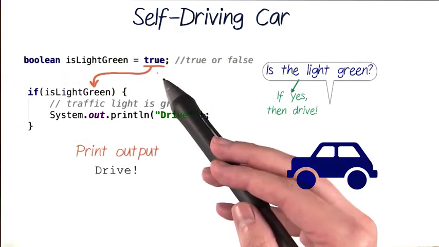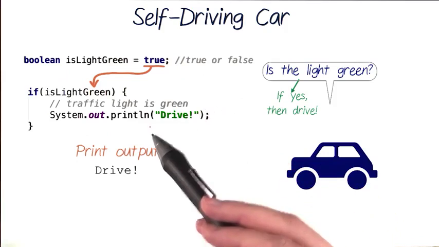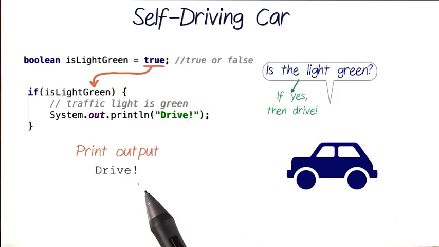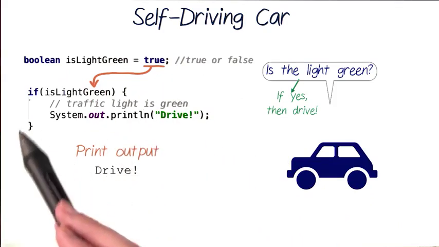So if isLightGreen is true and we run this code, we'll enter our if statement block of code, and the print output will be drive. If our test condition isLightGreen was false, we wouldn't print out anything.